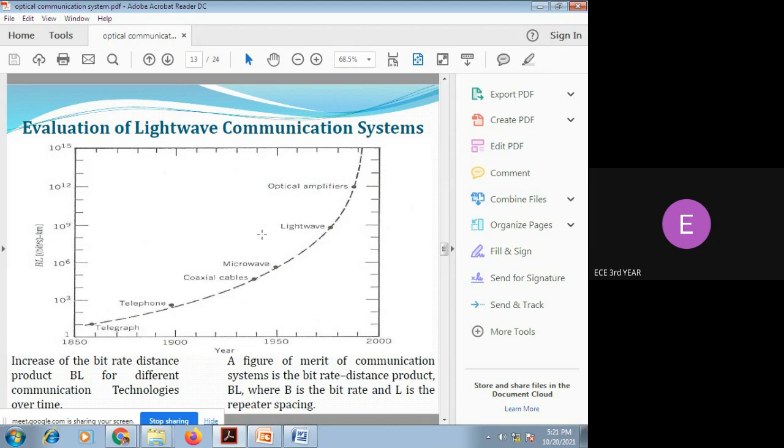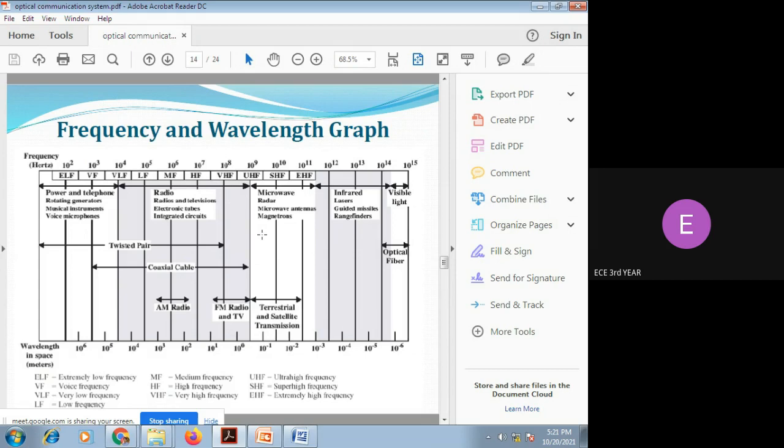This is the chart for the frequency and wavelength graph. In the upper line, frequency values are noted; in the lower line, wavelengths are noted. Twisted pair cable, coaxial cable and optical fiber cable: the frequency range is 10 to the power of 8 for twisted cable pair. In the same way, coaxial cable is used at 10 to the power of 3 to 10 to the power of 9. AM radio is used at 10 to the power of 5 to 7. FM radio is used at 10 to the power of 6 to 10 to the power of 9.